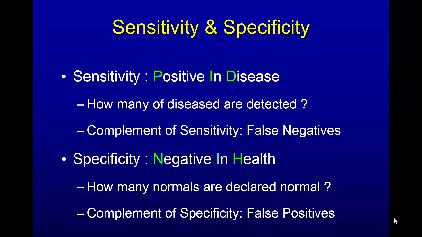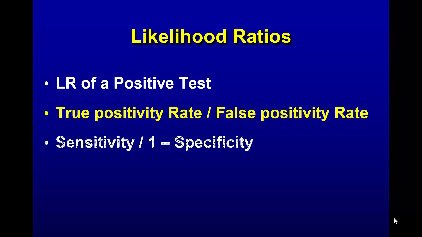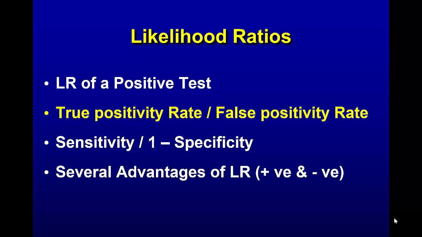So now we come to the likelihood ratio. The likelihood ratio of a positive test is the true positivity rate divided by the false positivity rate. And that in jargon means sensitivity divided by 1 minus specificity. So sensitivity divided by 1 minus specificity. And there are several advantages to using the likelihood ratio, both positive and negative.